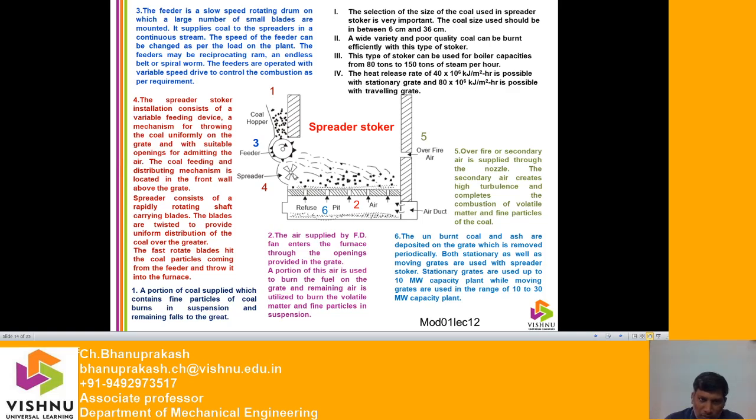The coal feeding and distributing mechanism is located in front of the wall above the grate. So the spreader and feeder are above the grate, in front of the wall. The spreader consists of a rapidly rotating shaft carrying some blades. The blades are twisted to provide uniform distribution of the coal over the grate. These are the fast rotating blades, with a variable speed mechanism, which hit the coal coming from the feeder and throw it into the furnace.